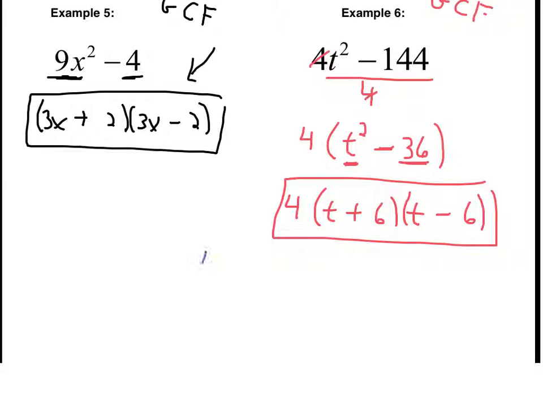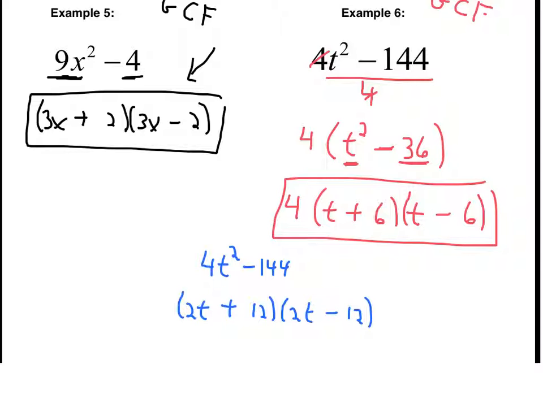So if you just started out with 4t squared minus 144, and you saw that that was a difference of 2 squares, which it is, what you could do is just go ahead and factor the difference of 2 squares, and we will take the greatest common factor out last. So I would put a 2t here, because 2t times 2t makes 4t squared. And then the square root of 144 is 12. So I'd put a 12 here and a 12 there with a plus and a minus sign.